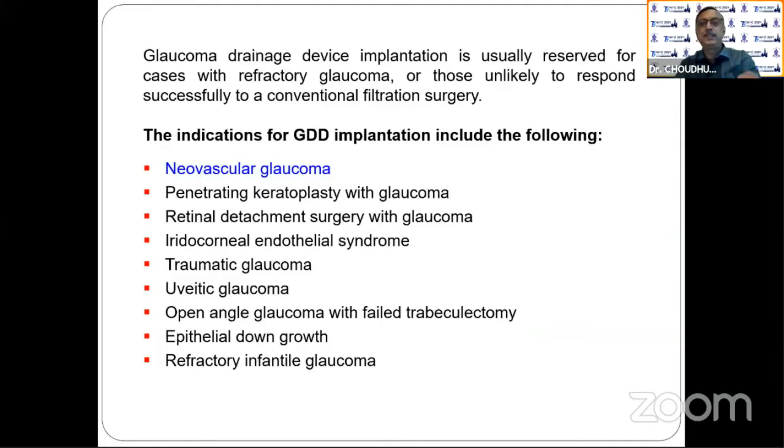Glaucoma drainage device implantation is usually reserved for the cases with refractory glaucoma, what I was telling, or those unlikely to respond successfully to the conventional filtration surgery. And in those cases, number one always comes the neovascular glaucoma, and others are there.